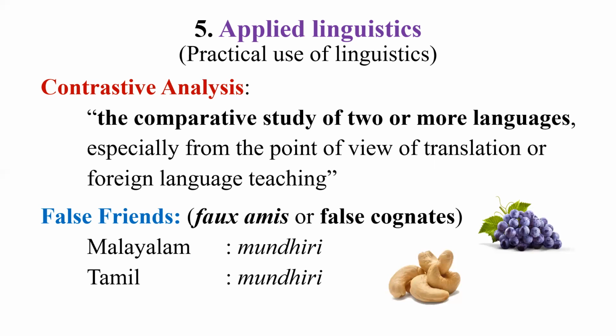But the problem with these false friends is they look the same, they look like friends, but they are false because they mean different things. In Malayalam, when we say mundiri, it refers to grapes. In Tamil, when we say mundiri, it refers to cashew nut. So both look the same, spell the same, but they mean different. So this is called false friends.